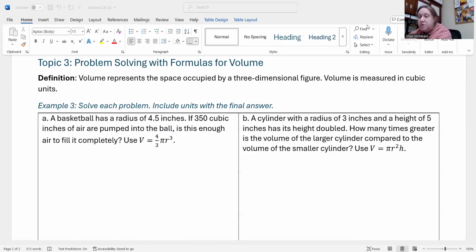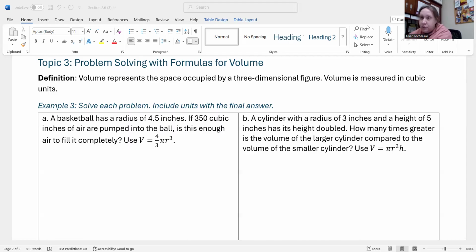When it comes to volume, envision the air that fills that room. That's the volume, and it's going to require cubic or three-dimensional units to fill in that space. So we would measure volume in cubic units. So feet cubed, inches cubed, miles cubed, whatever the case may be.